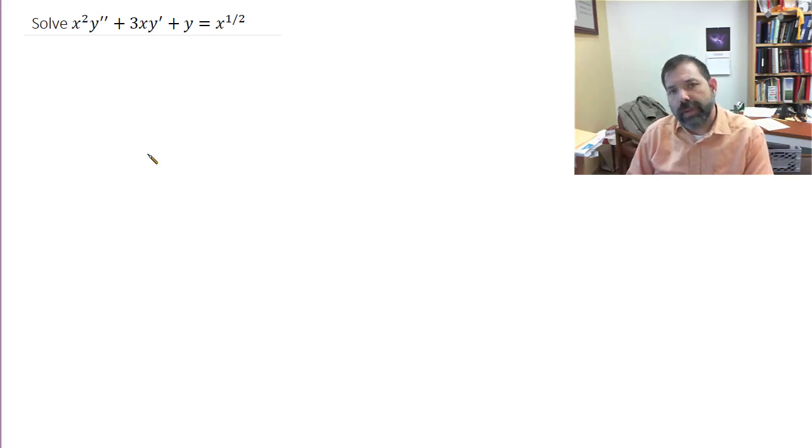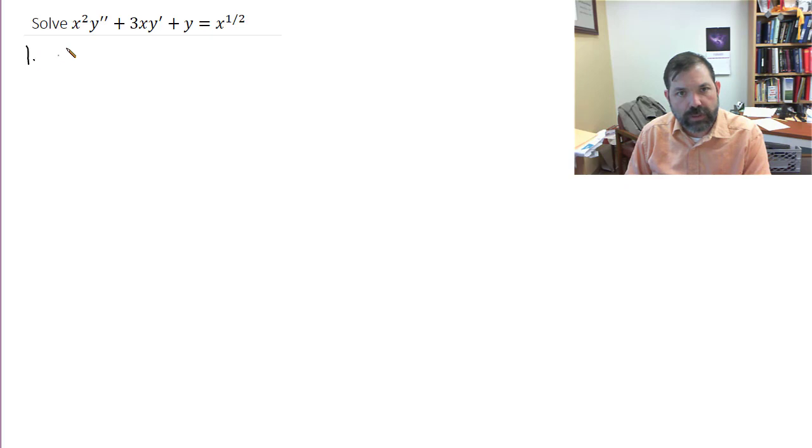Here we're asked to solve x squared y double prime plus 3xy prime plus y equals x to the 1/2. Now, to me, this is a second order linear equation, and it appears to be Cauchy-Euler in its basic form, but it's non-homogeneous. All right, so let's solve this.